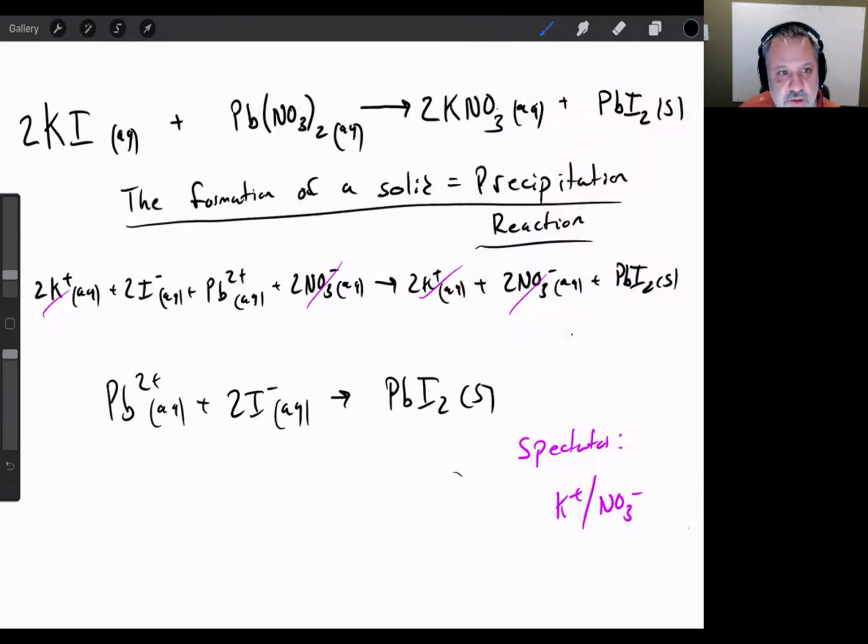Precipitation reactions involve 2 aqueous ionic compounds forming a solid. That is a precipitate. The precipitate is the PbI2 in this formula.